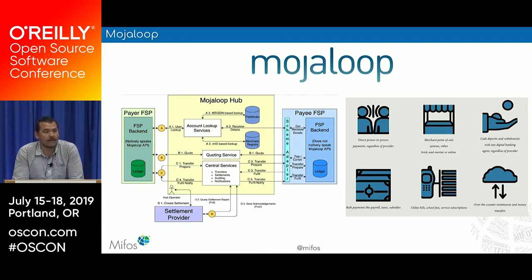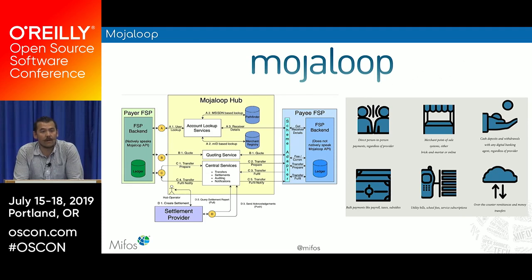And then Mojaloop consists of a set of centralized components which include an account lookup service as well as a central directory. So you could utilize just a mobile phone number in the GSMA Pathfinder database to identify an individual based on their phone number. Then there's also central services for transfers, settlements, quoting, etc. And then also this interledger protocol for the routing of payments.